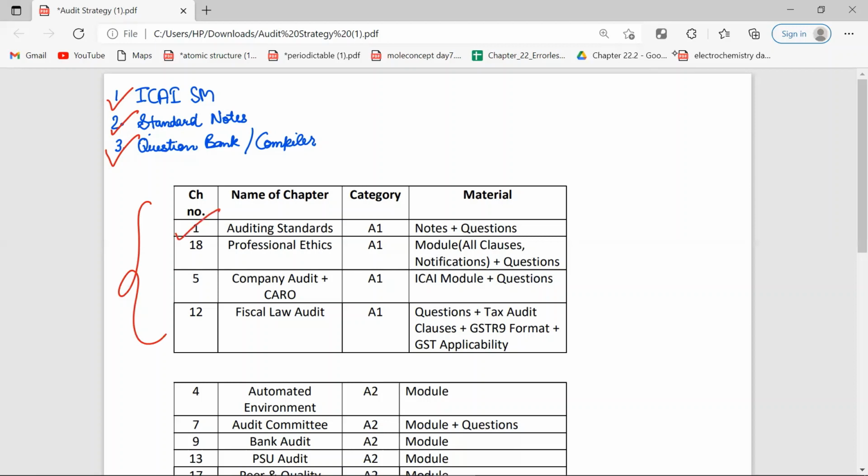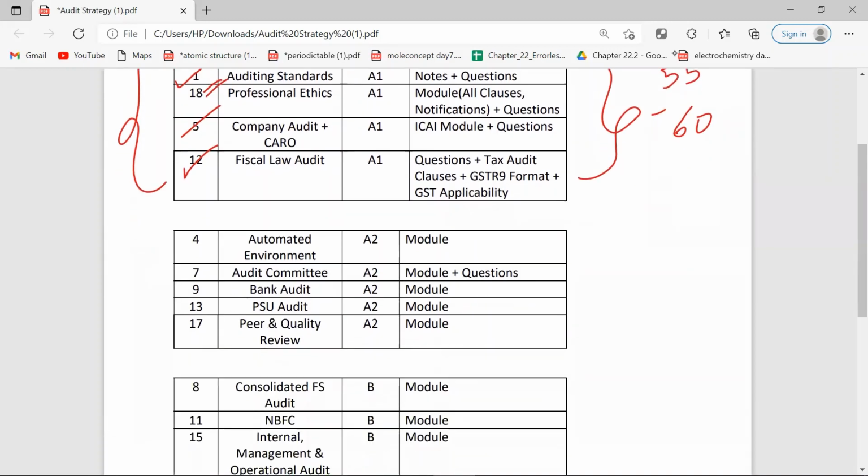So auditing standards, you will need to learn all the notes plus the questions. And in professional ethics, you'll have to gain an understanding of all the clauses, notifications, guidelines, and in company audit, you'll have to have a nice understanding of all the sections. Fiscal audit, you can compromise a bit on content, but in all the 4 cases, you'll have to do the questions very, very nicely. There is no compromise on that. And these particular topics can come for about 55 to 60 marks, which is huge in terms of the whole paper. So you can't compromise on these particular 4 chapters. Everything has to be done very nicely.